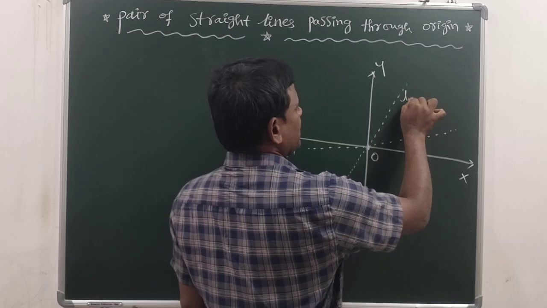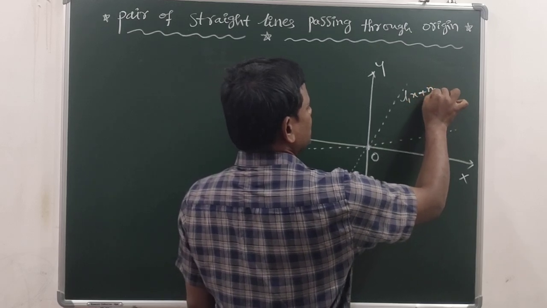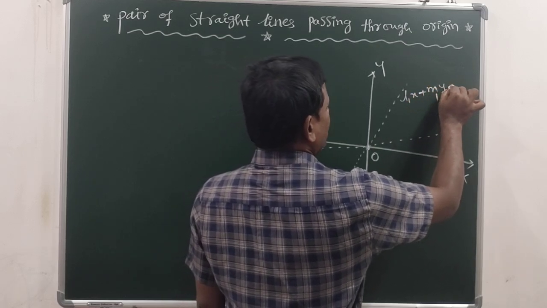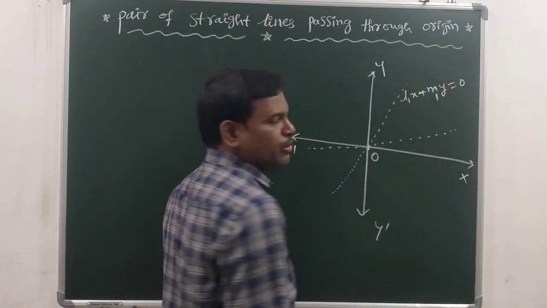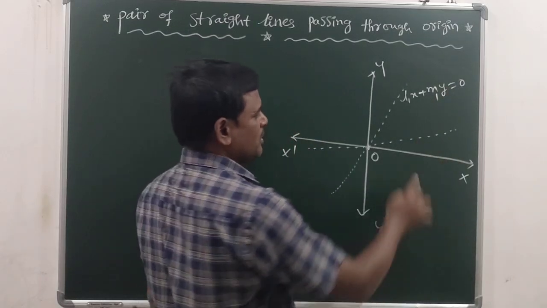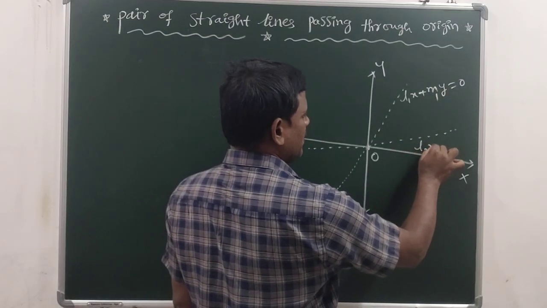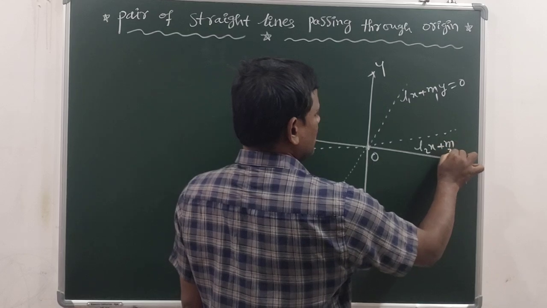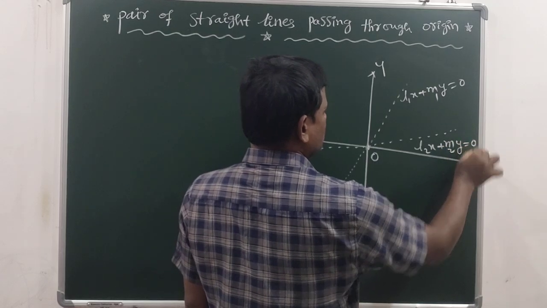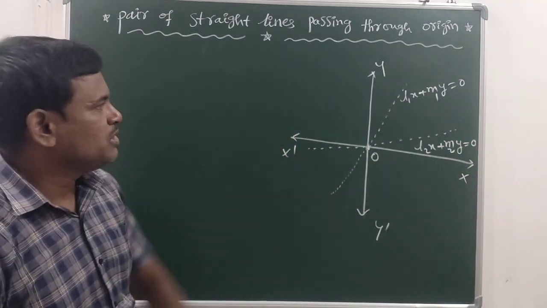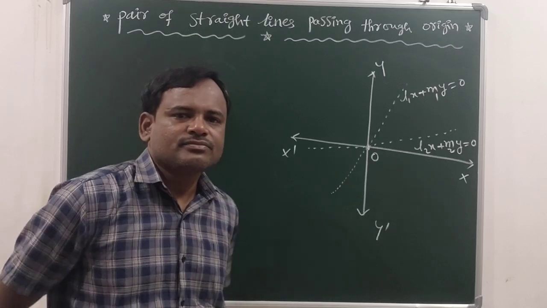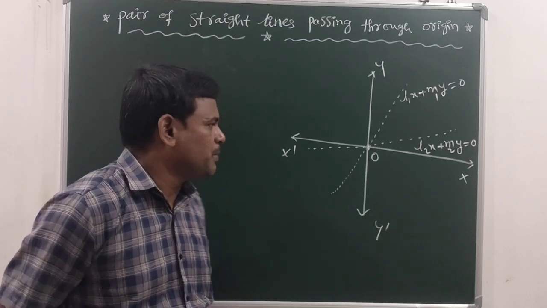Let us consider this line equation as L1x plus M1y equal to 0. We don't get a constant term. Here also, L2x plus M2y equal to 0. So these are the two lines which are passing through the origin.